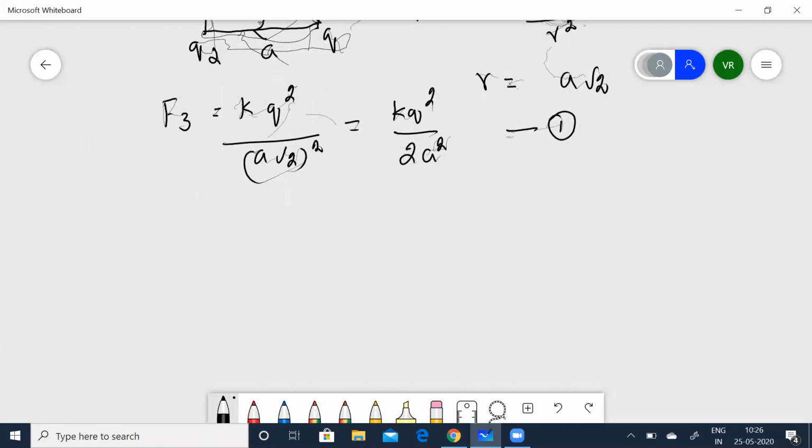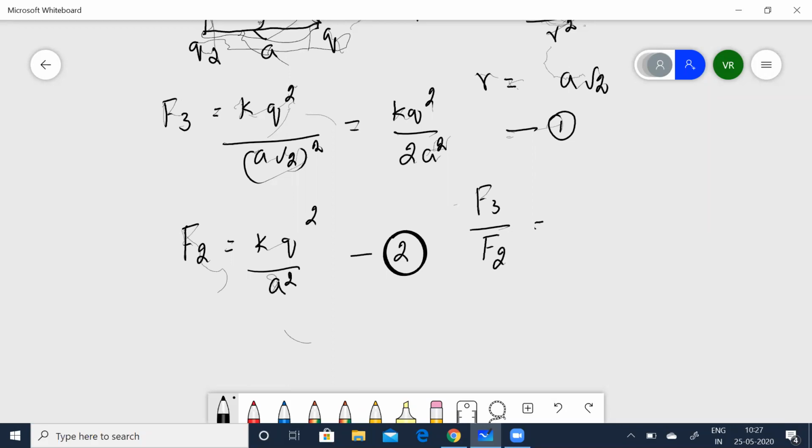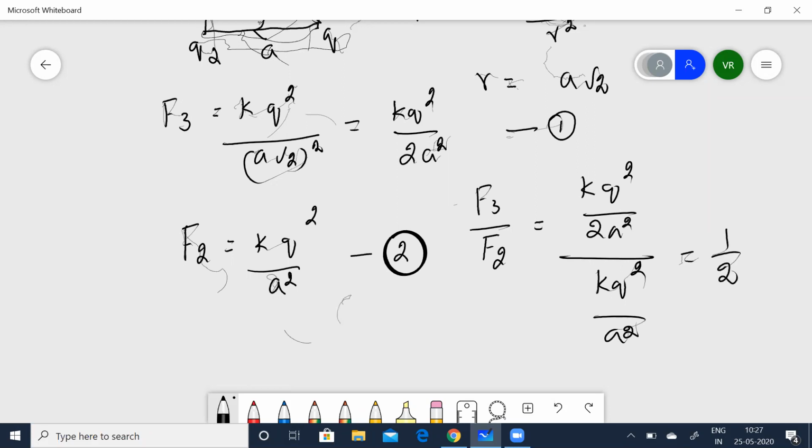Next, let us calculate F2. F2 is equal to k q squared divided by r squared, and along the side, r is going to be a, so it is k q squared by a squared. Let us take this as 2. Now F3 divided by F2 is k q squared by 2a squared divided by k q squared by a squared, which is nothing but 1 by 2. So it is in the ratio 1:2. Let's see which option is correct.